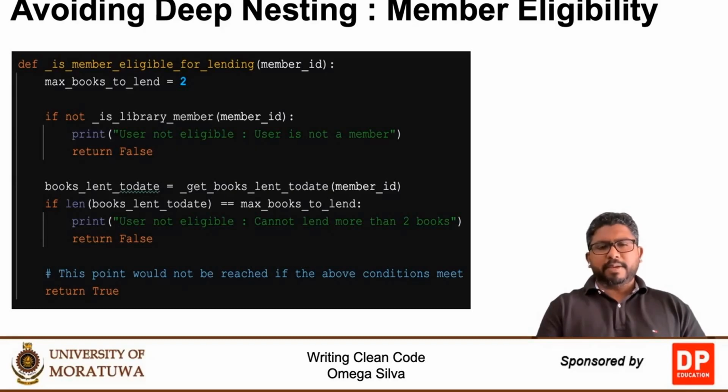As you can see, it does not have a nested if-else structure. So this is called programming for negation. Rather than checking whether the member is eligible, we write the function with the perspective of checking whether the member is not eligible. And this allows us to break nested if-else structures as well.